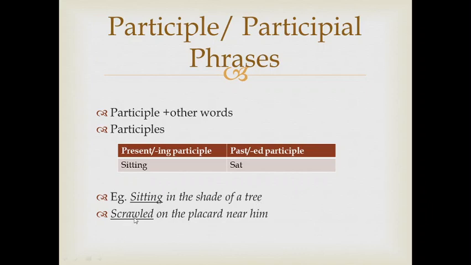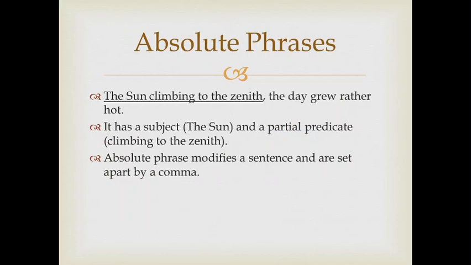And this is an example for ed participle or past participle. Scrolled on the placard near him. This is an example from your textbook. Scrolled on the placard near him were the words, I am blind, give me something. So this is an ed participle, a past participle, a participle phrase. So a participle phrase could be an adjective phrase, an adverb phrase, or a noun phrase. So it begins with a participle.